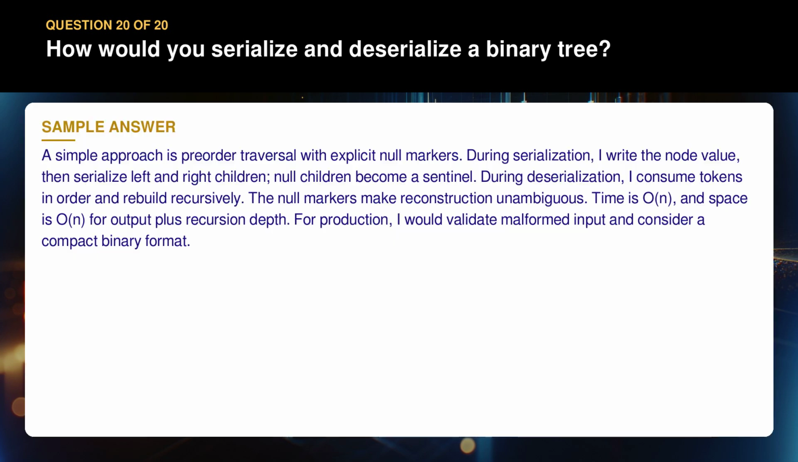A simple approach is pre-order traversal with explicit null markers. During serialization, I write the node value, then serialize left and right children. Null children become a sentinel. During deserialization, I consume tokens in order and rebuild recursively. The null markers make reconstruction unambiguous. Time is O(n), and space is O(n) for output plus recursion depth.